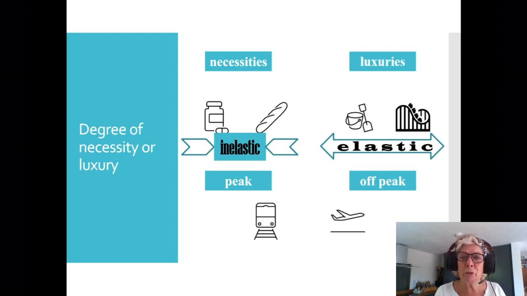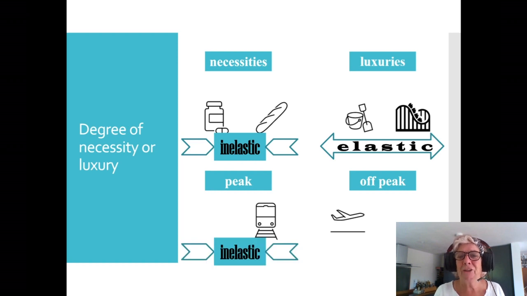And there's a link here between necessities and peak travel. That's also inelastic, and luxuries and off-peak, because when we travel in peak times, that tends to be because we need to. And so we'll still travel even when the price goes up. On the other hand, if we're travelling off-peak, that tends to be for luxury, for holidays, for pleasure. So if the price goes up, we don't have to maintain our demand. We could do something else.